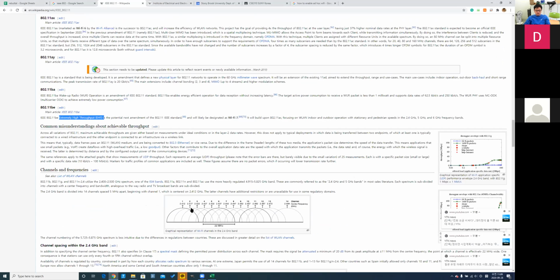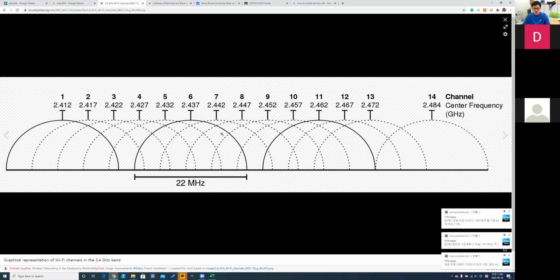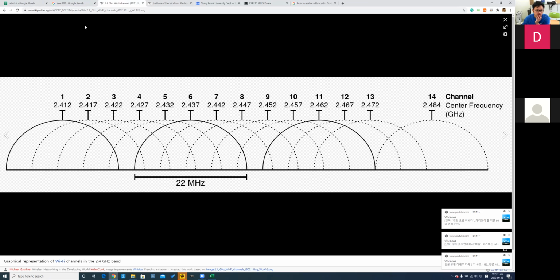Look at these pictures. Let's say there are 11 channels, 1 to 11. Let's say there are 13 channels. What if I'm using 1 and 2? They're overlapping, even if we are using OFDM. The best way is to distribute them completely, so 1, 6, 11 is the best choice. If you are not using OFDM orthogonality, then we have to use 1, 6, 11. We cannot use 8 and 9 because they overlap. That is why 1, 6, 11 are recommended.